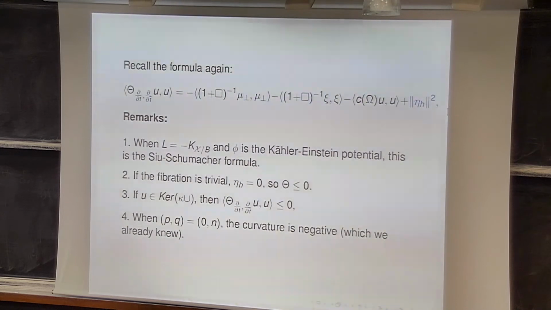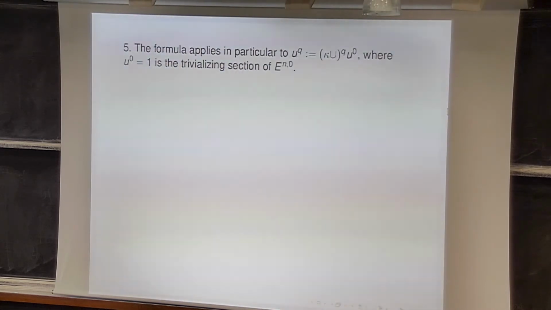So here, since we are taking the harmonic part of eta, it amounts to looking just at the cohomology class of kappa acting on this. Now, you can apply this formula, in particular, to those sections here. We had my favorite section, U0, which was just equal to 1. And then you apply kappa successively. You get U1, U2, U3, etc.